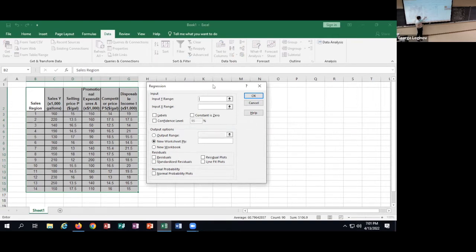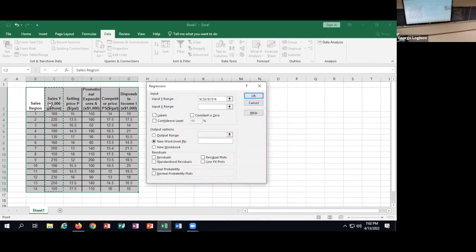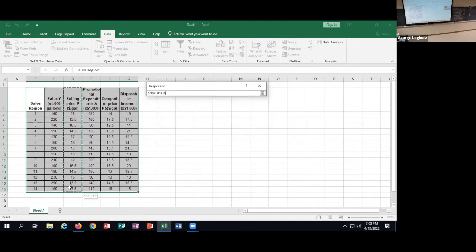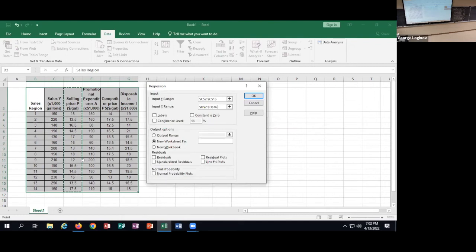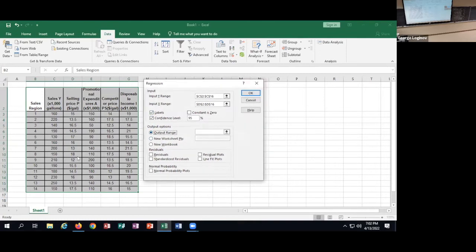Let's see here. For the input Y range, I'm going to select my sales and include the label. For the input X range, I'm going to select my selling price and again include the label. Now, because I included the labels, I'm going to put a check mark against labels. And then I'm also going to say, give me the confidence level 95%, whatever that means for now. And for the output range, I'm just going to select some cells below my data set. Ready?